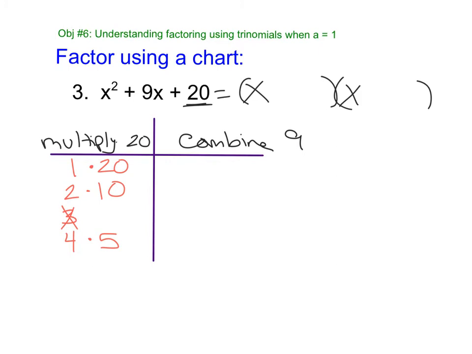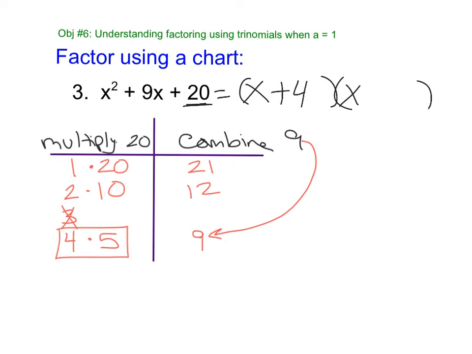Then we're just going to add those numbers across. So 1 plus 20 is 21. 2 plus 10 is 12. 4 plus 5 is 9. So we're looking for the pair that combines to 9. So this 4 and 5 are our answers. Those are the numbers that go in the parentheses. x plus 4, x plus 5.